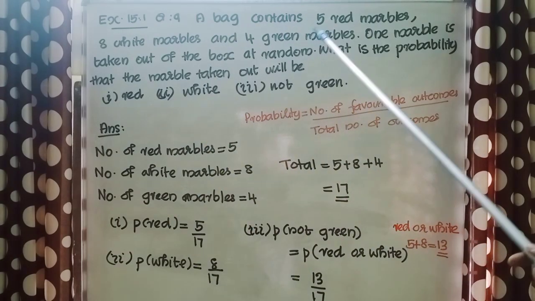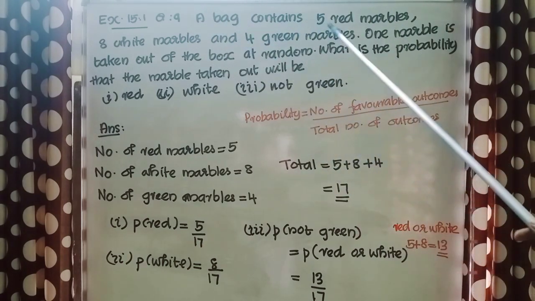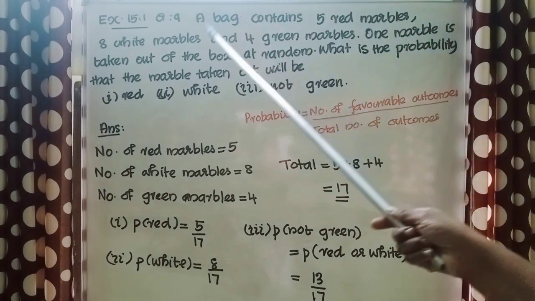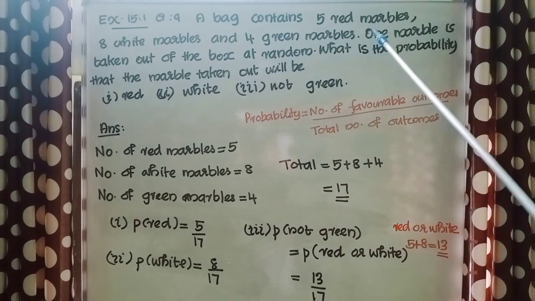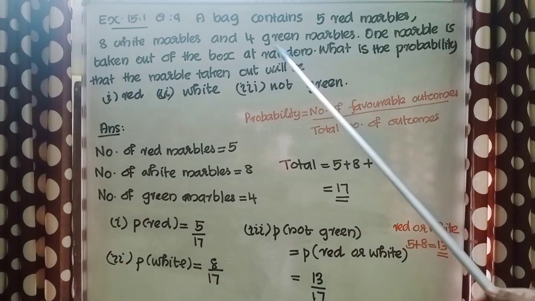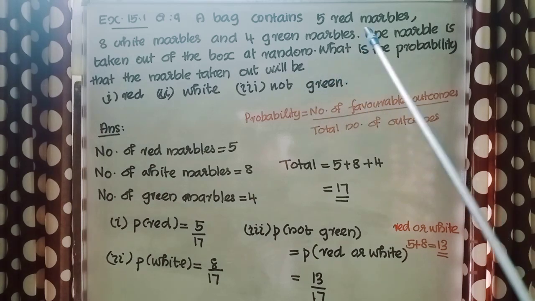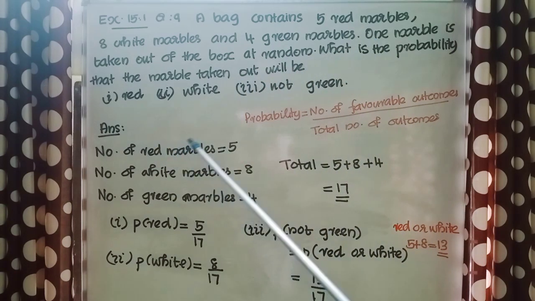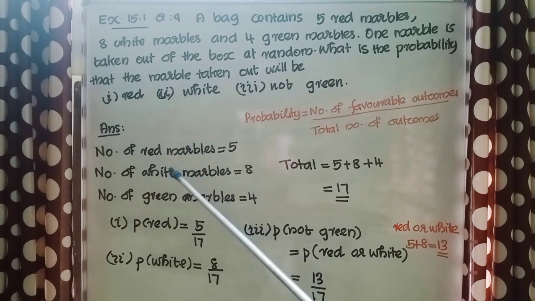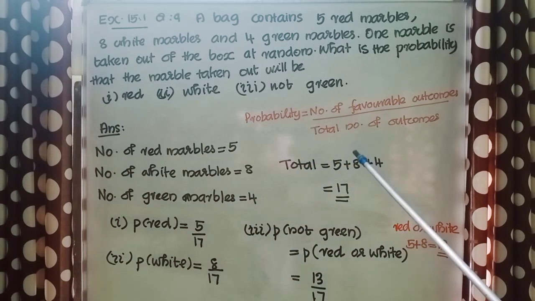A bag contains 5 red marbles, 8 white marbles and 4 green marbles. One marble is taken out of the box at random. What is the probability that the marble taken out will be, first question, red, second question, white, third question, not green? Here, number of red marbles 5, number of white marbles 8, number of green marbles 4. So total marbles 5 plus 8 plus 4 equal to 17.